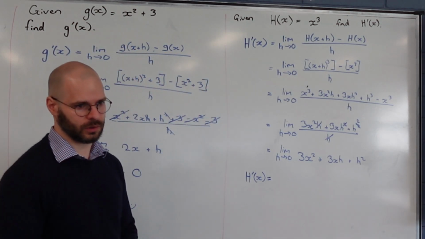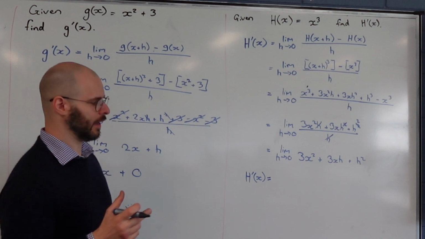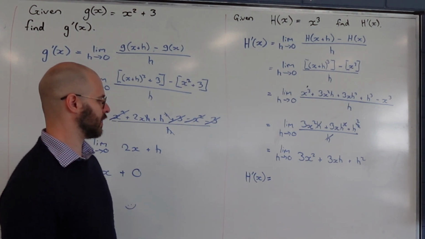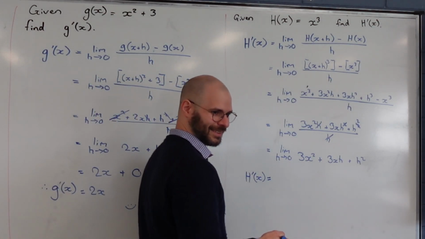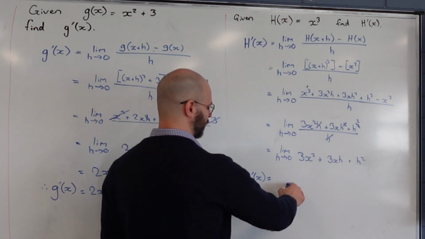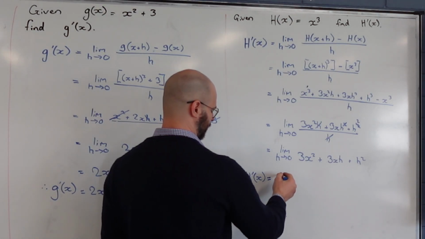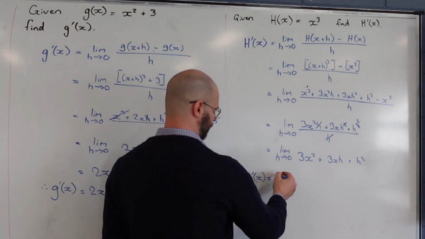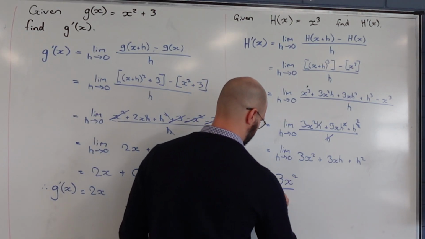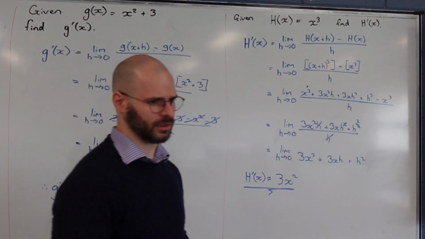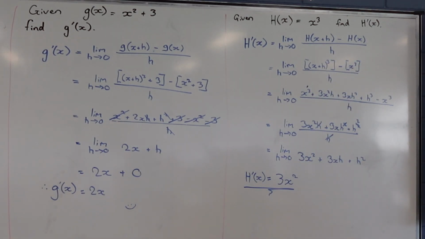So what's our final? How do we describe our function that describes the slope of the other function? What will the final expression be? 3x squared plus 3x? No, just 3x squared, as h equals 0. You'll understand after.